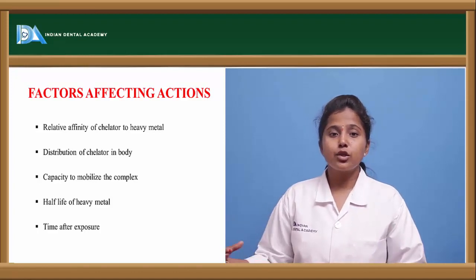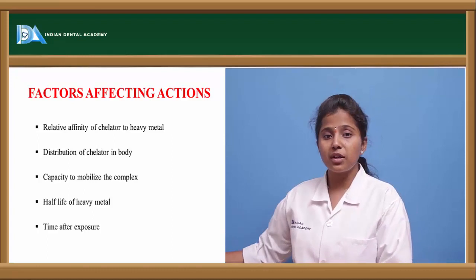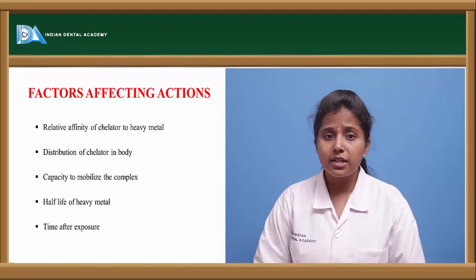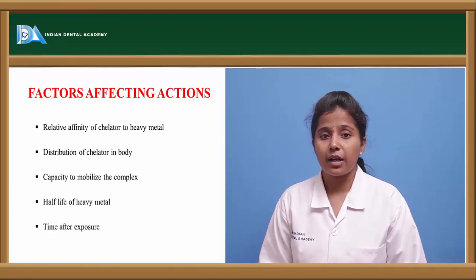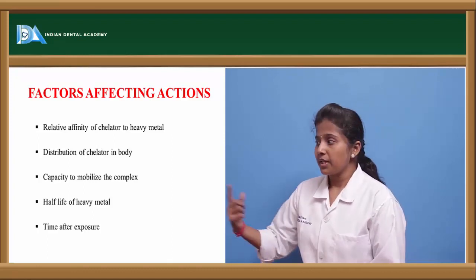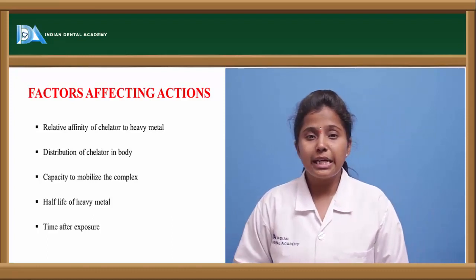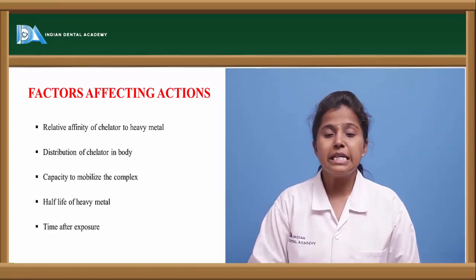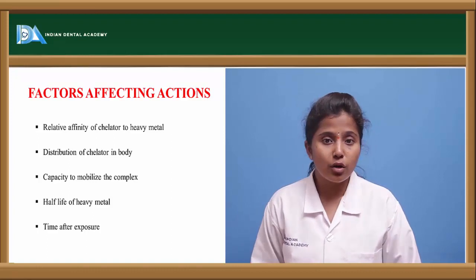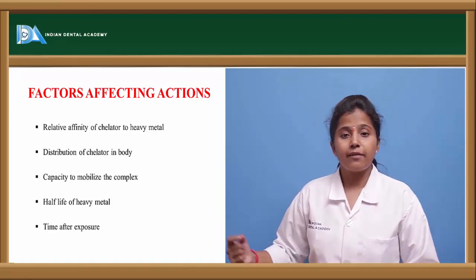So if it is not showing affinity to that particular heavy metal ion, then it does not form a complex with that heavy metal ion. Then it can't show a chelating effect. The other one is distribution of the chelator in the body. So this chelating agent should be easily distributed in the body. If it is not distributed, then it can't reach the site of action of this heavy metal poisoning.